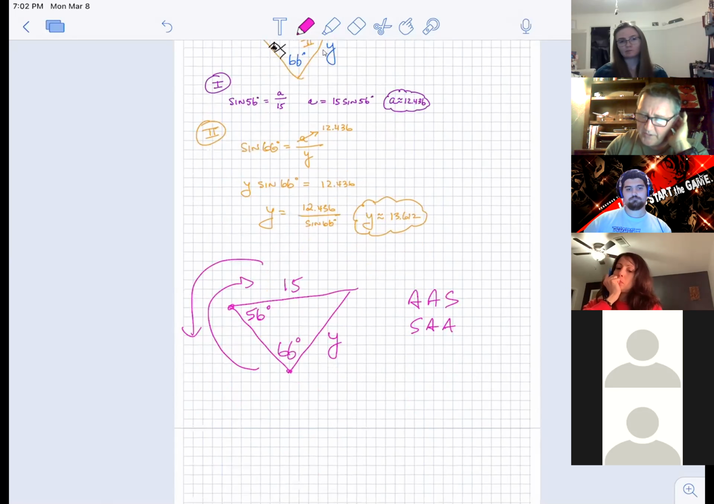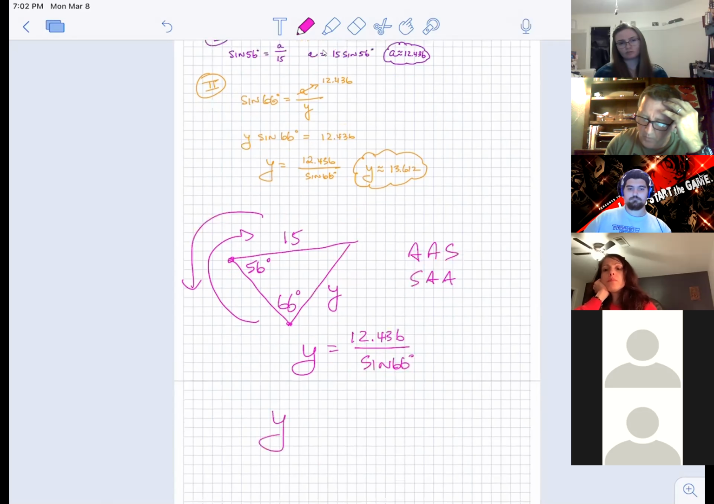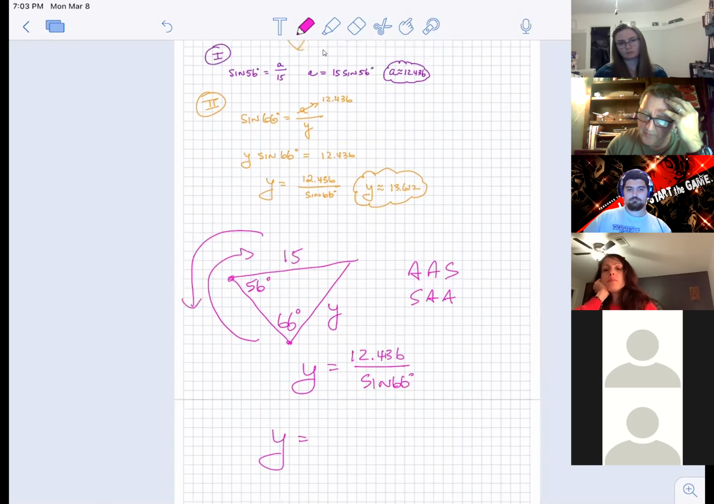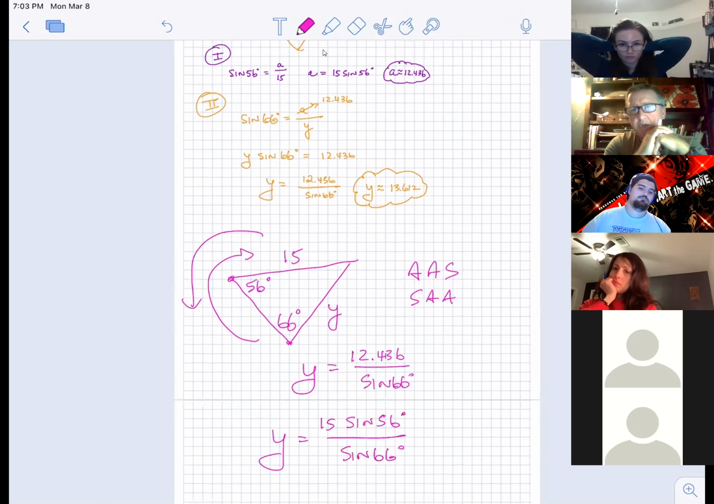Let's take a look back at what we just did a second ago. Didn't we say Y was equal to 12.436 divided by the sine of 66? But at one time, wasn't 12.436 actually 15 times the sine of 56? In the end, isn't that what we did to get Y as a shortcut?